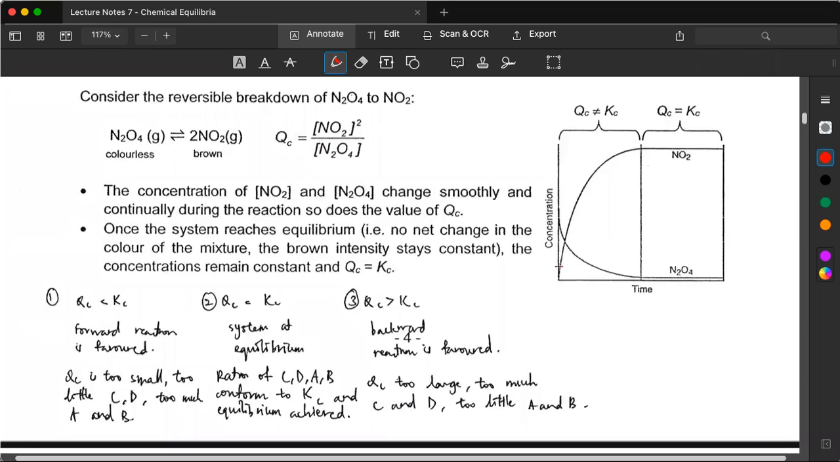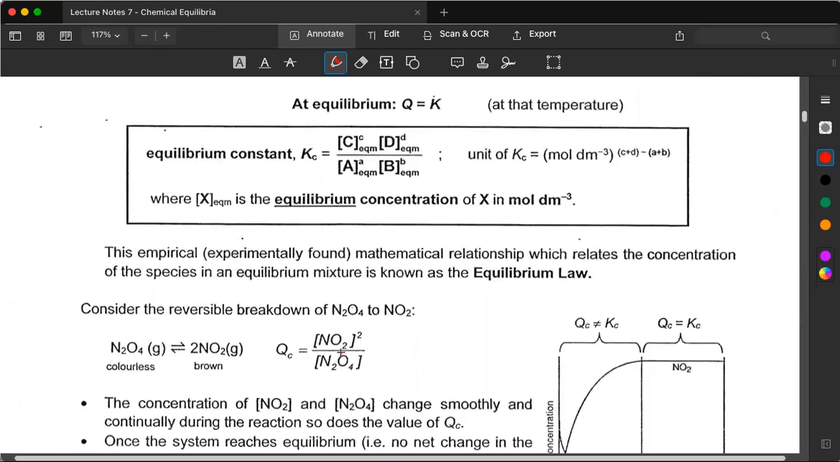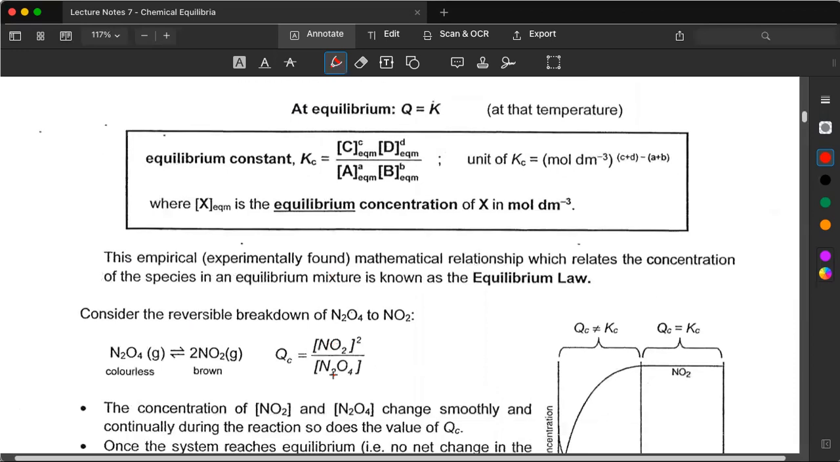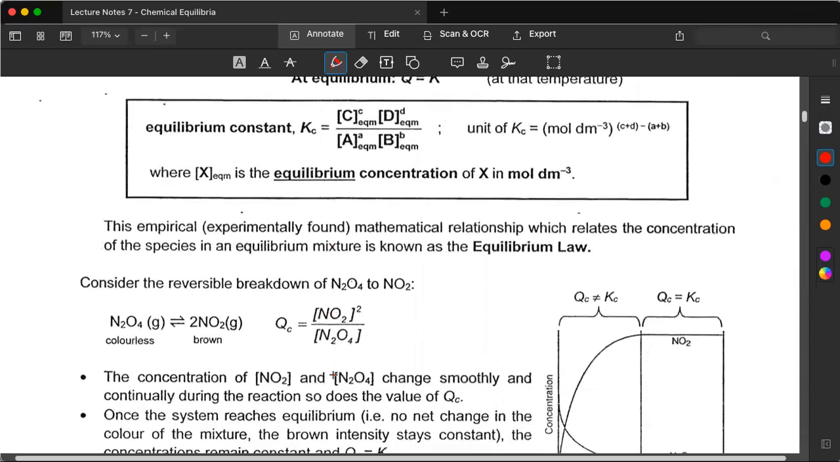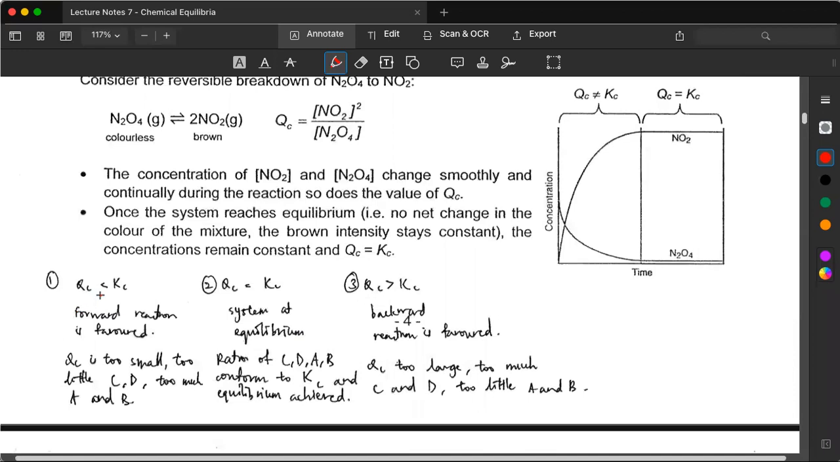Look at this graph here. At this point, Qc is still not equal to the equilibrium constant yet. We haven't reached equilibrium. When there's no more change in concentration, that's where the quotient Qc will be equal to the equilibrium constant. When Qc is still less than Kc, it means that the forward reaction is favored.